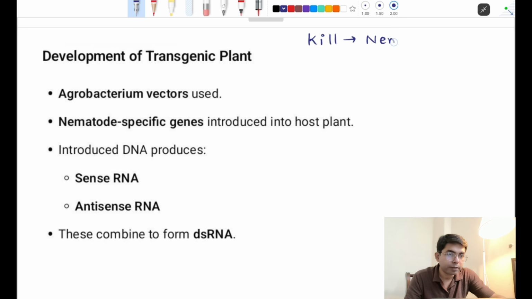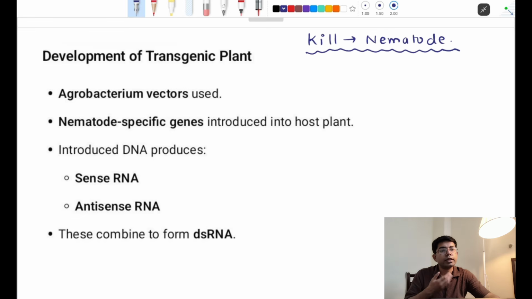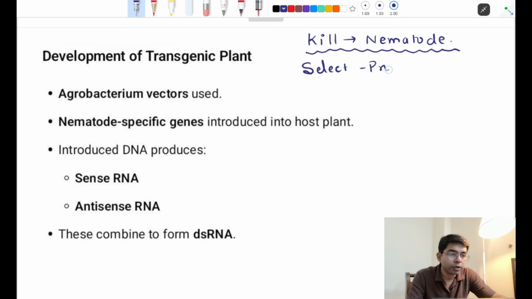What is the name of the nematode? In the beginning we saw it was Meloidogyne incognita. So our aim is to kill the nematode. For that, what do we need to do? We will select a protein without which the nematode can't survive. If I inhibit the protein formation, then the nematode will die. This protein is formed by an mRNA, isn't it? So to inhibit the protein, we will target the mRNA.